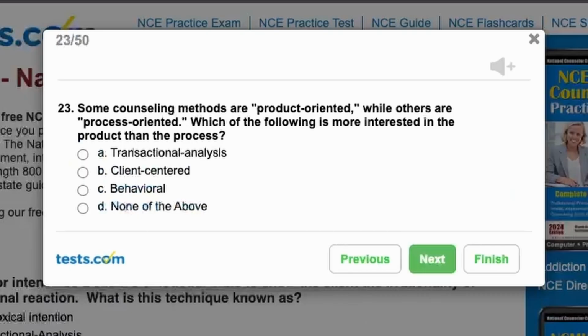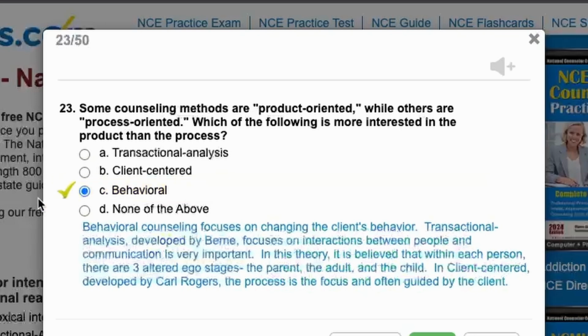Some counseling methods are product-oriented, while others are process-oriented. Which of the following is more interested in the product than the process? A. Transactional analysis. B. Client-centered. C. Behavioral. Or D. None of the above. C. Behavioral counseling focuses on changing the client's behavior.